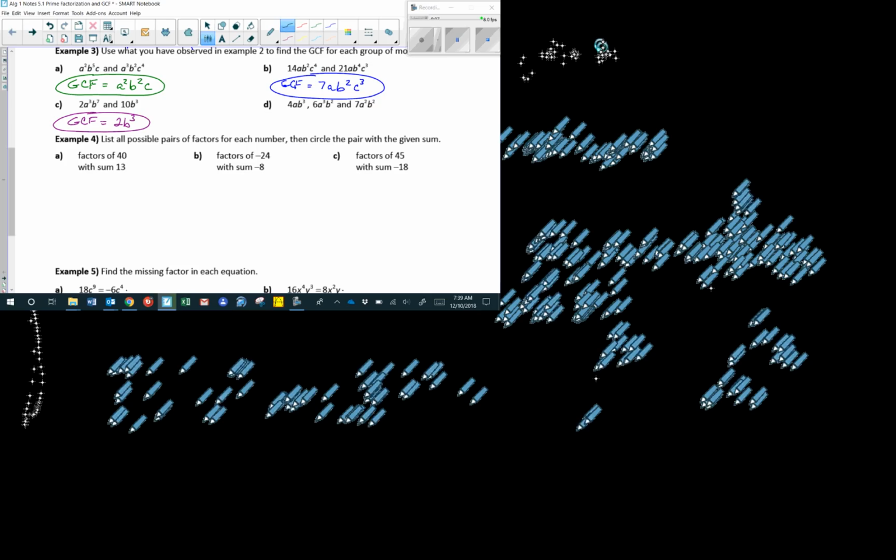And let's try the last one. This one has 3 expressions. The greatest common factor for 4, 6, and 7 is 1. So we're not going to write a numerical coefficient since the 1 is understood. And then the lower of the exponents for A is A raised to the first power, and the lowest of the exponents for B is B raised to the second power. So that's all that all 3 of those have in common.